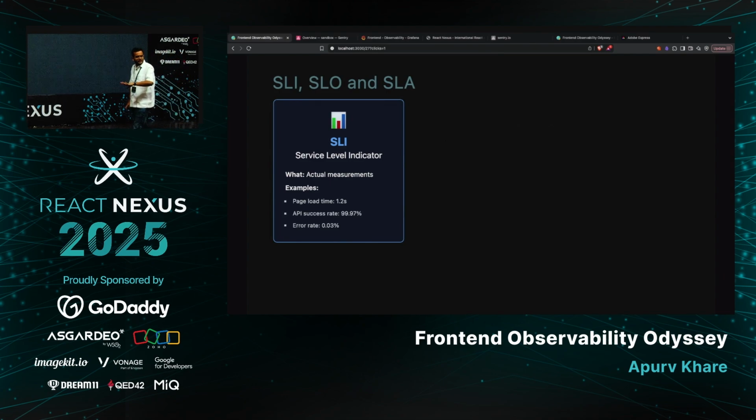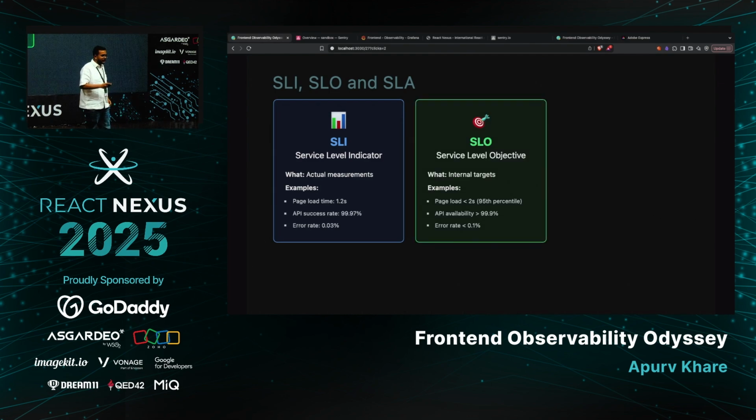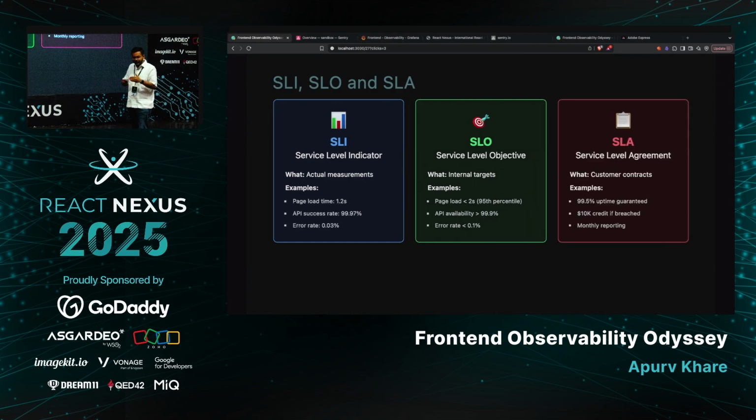So SLI is basically your service level indicator, the actual metric that you are going to measure. Let's say page load time, or API success rate, or error rate. That's the actual metric that you're going to measure. SLO is the objective, like how much this should ideally be for our application. Let's say page load time should be less than 2 seconds. API availability should be greater than 99.99%. And SLA is a service level agreement, which you give to the customer when they buy your product, that if I'm not able to meet these metrics, then I will have to compensate you. It can be via credits or something.